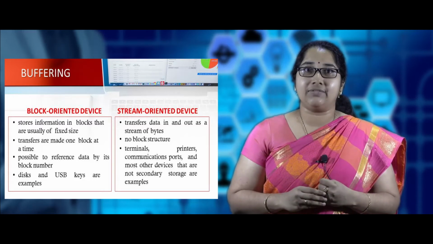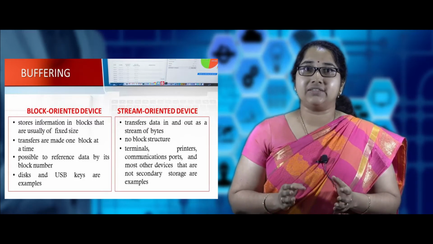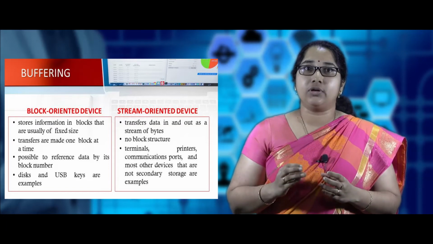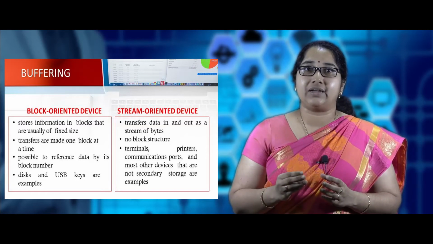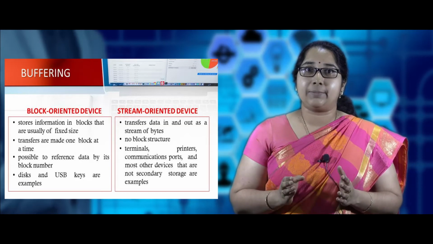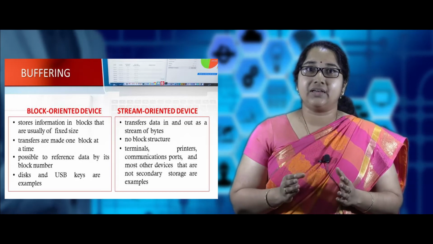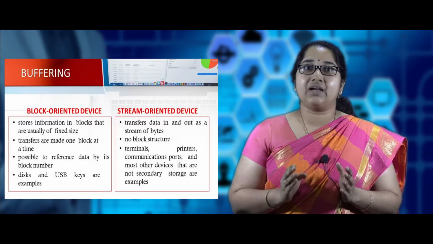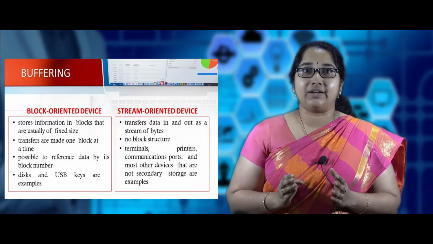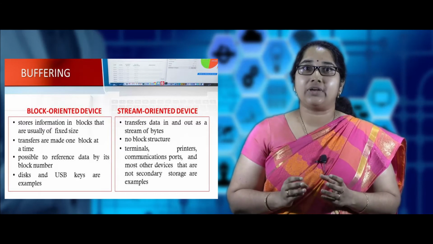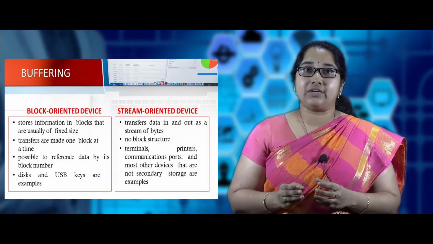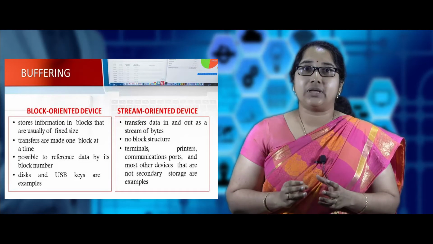First is block oriented devices. In case of block oriented devices, the data or information is stored in the form of blocks of fixed sizes. In such cases, the transfer of data takes place one block at a time. In such case, the data can be represented as block numbers. Here, disk and USB keys are some of the examples of block oriented devices. The second type of device which we are going to discuss is stream oriented devices. In case of stream oriented devices, the input and output transfer of data takes place as a stream of bytes.